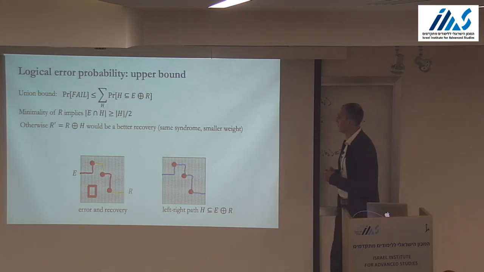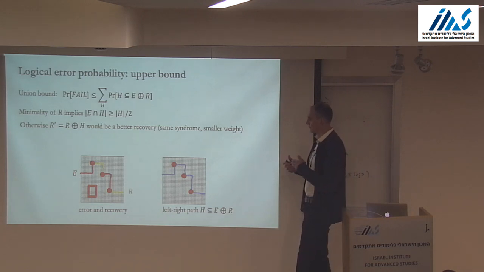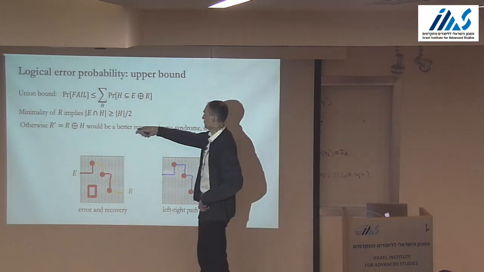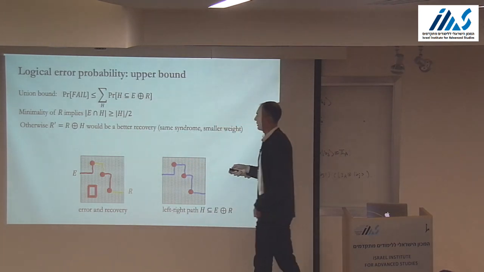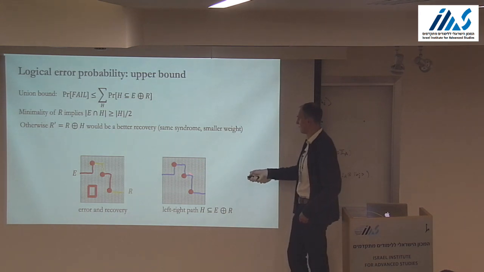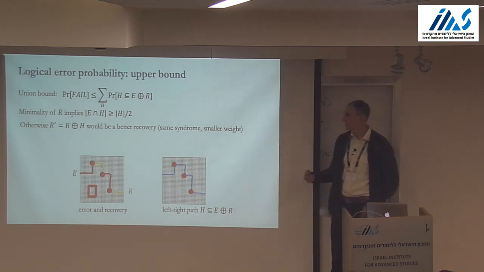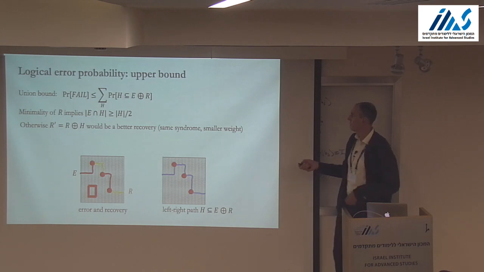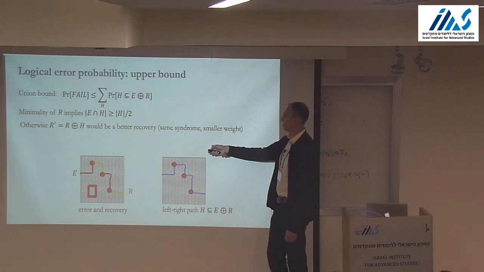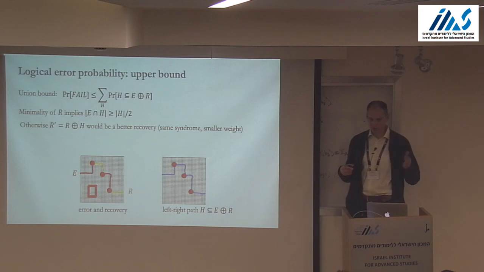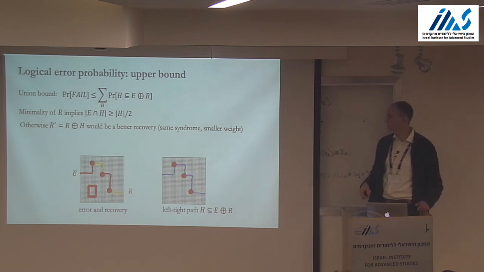And because this recovery has minimum weight, we have this condition that if we look at this path H, then at least half of the edges in this path must be contained in the error. Because if this were not the case, we could find a better recovery operator, which is a combination of R and H. It would have exactly the same syndrome and a smaller weight.